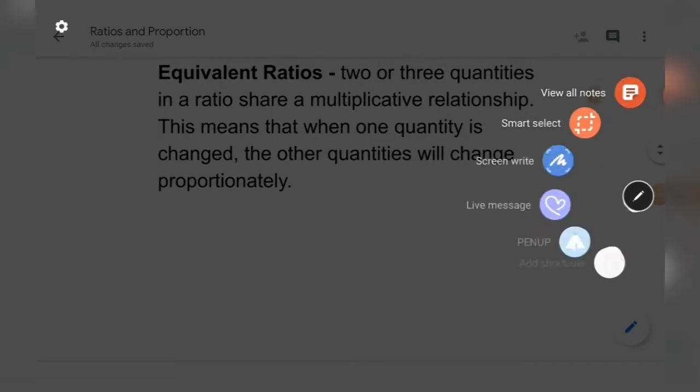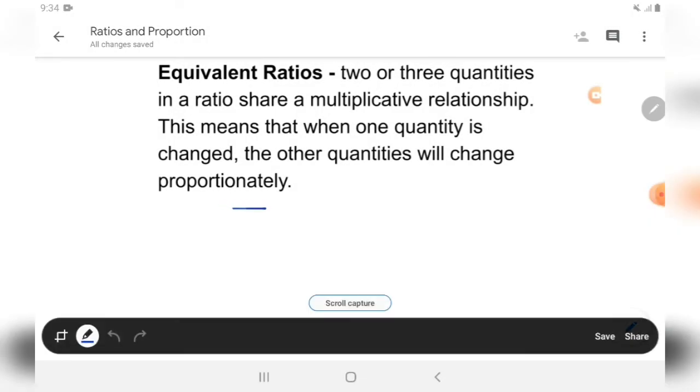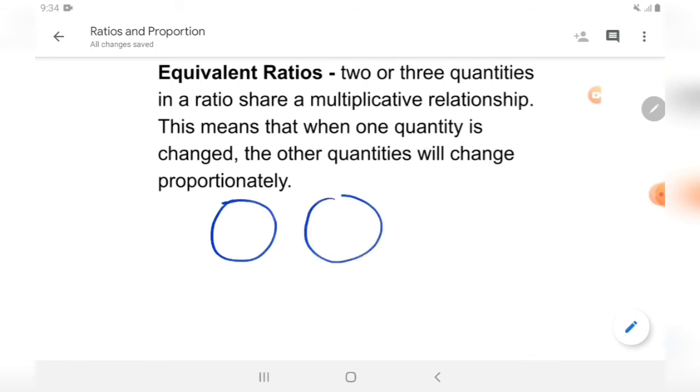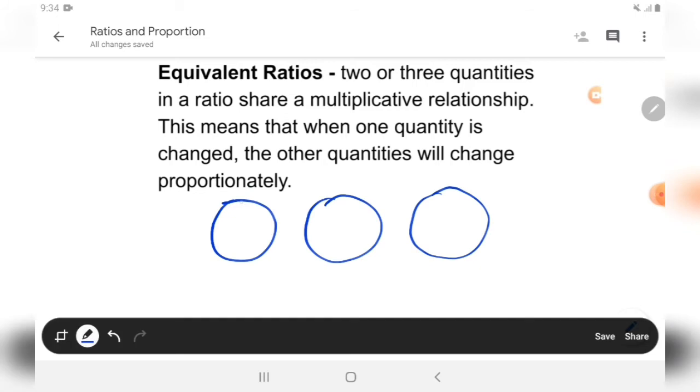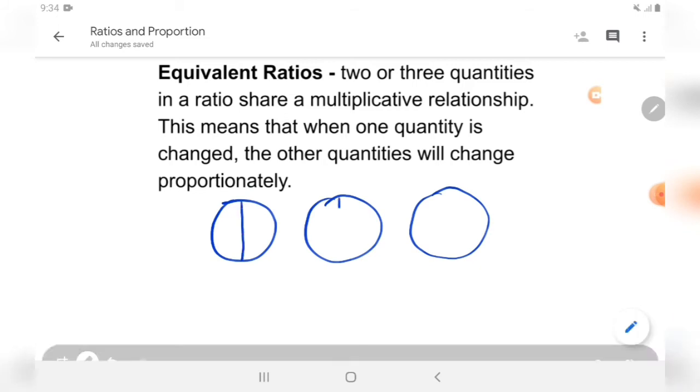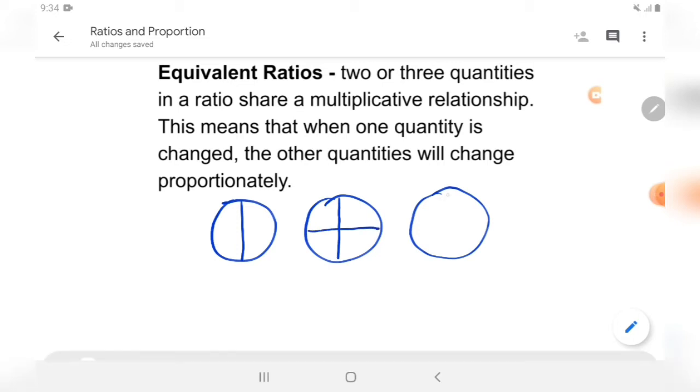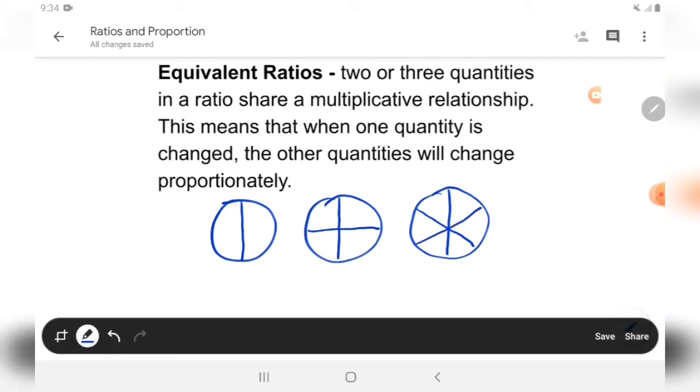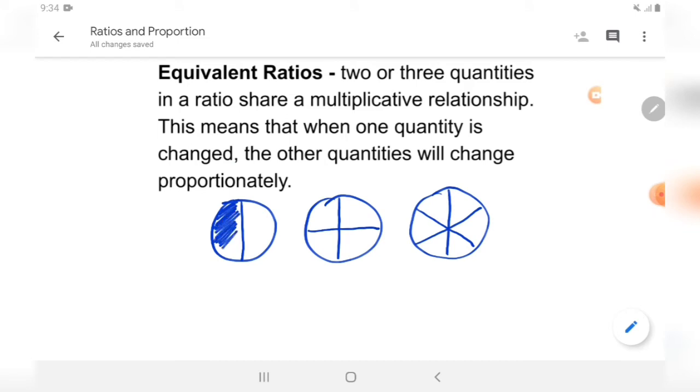Or we can simply say that, for example, I have 3 pizzas here. Now, in the first pizza, I will cut it by half. And in the second pizza, I will cut it into 4 equal parts. And then in the third pizza, I will cut it into 6 equal parts. Now, in here, I will eat this part. So, I've got 1 over 2. And in here, I will take this part. So, I've got how many parts? That is 2 over 4. And in here, I'll take this part. And I've got 3 over 6.